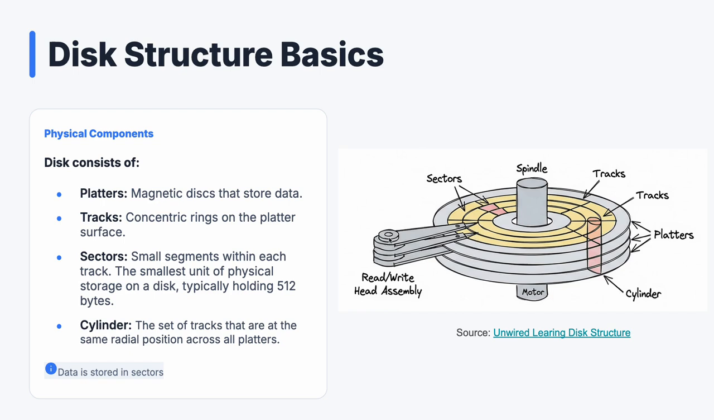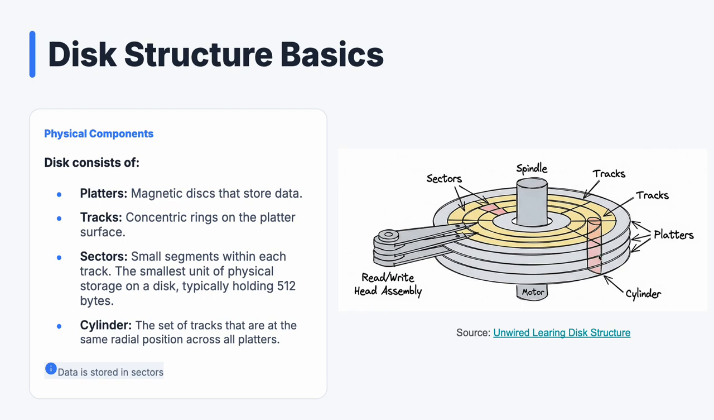These read-write heads move in parallel. Whenever they are pointing to any location, that particular position is called a cylinder. A cylinder is nothing but a set of tracks that are at the same radial position across all platters.